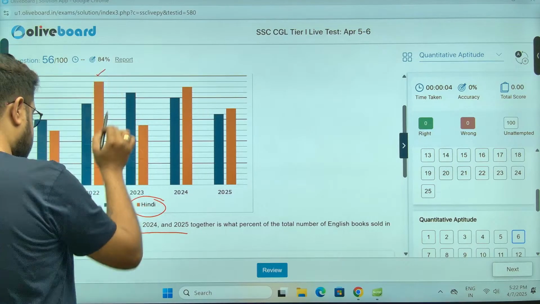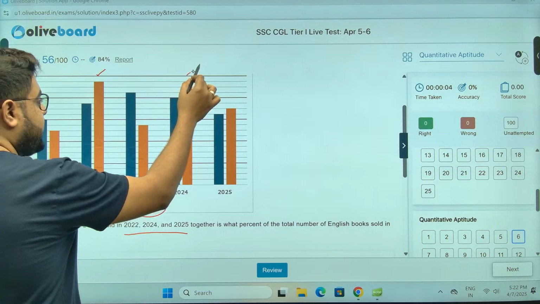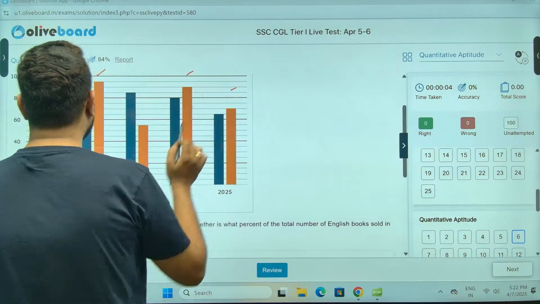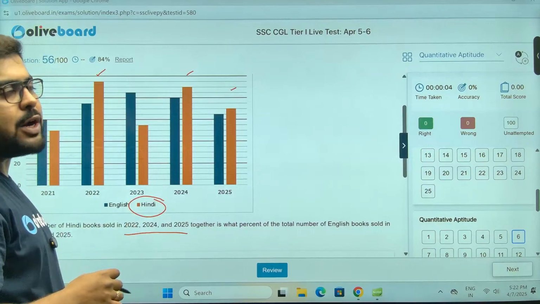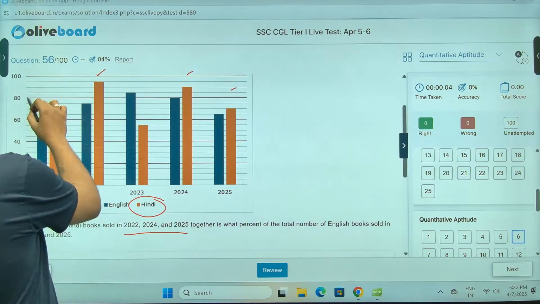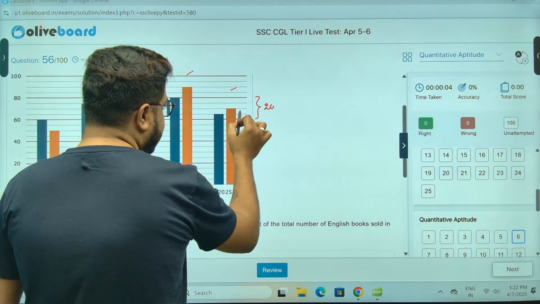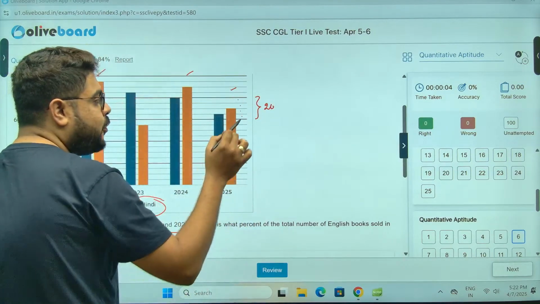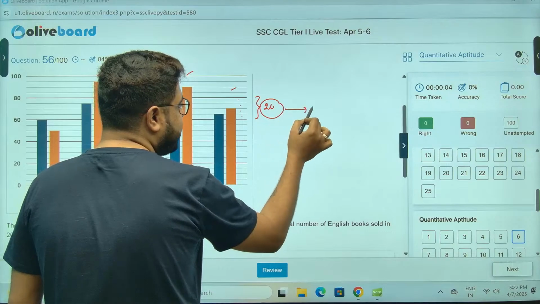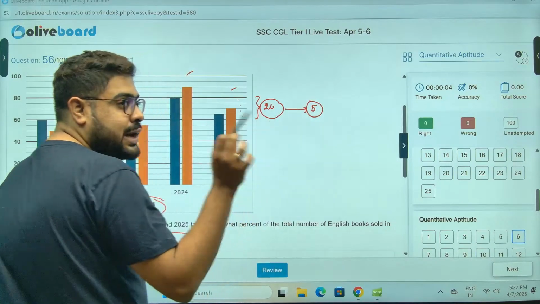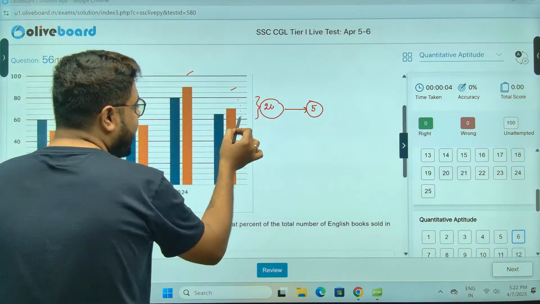22, 24 and 25. Sir, how much is each gap? Let's see now, 60 to 80. That means this total gap is 20. 1 gap, 2 gap, 3 gap, 4 gap. 4 gaps is 20, which means each gap is 5. Calculate like this. That means 1 gap, 2 gap.